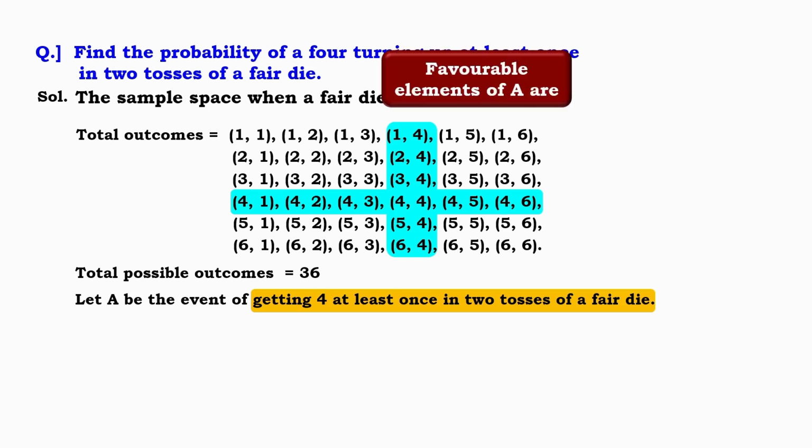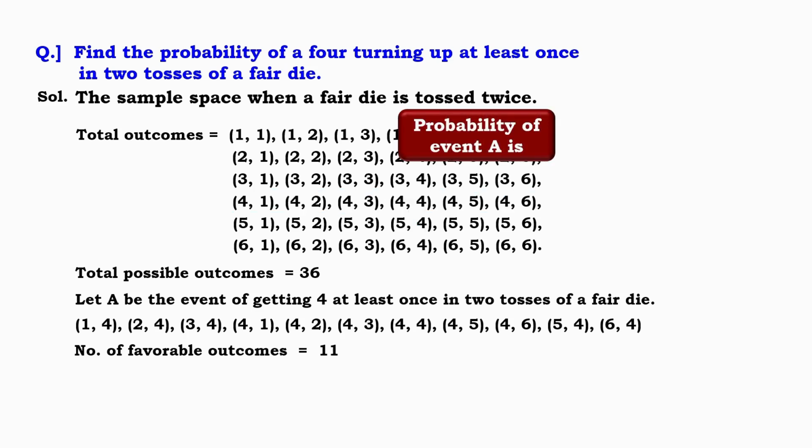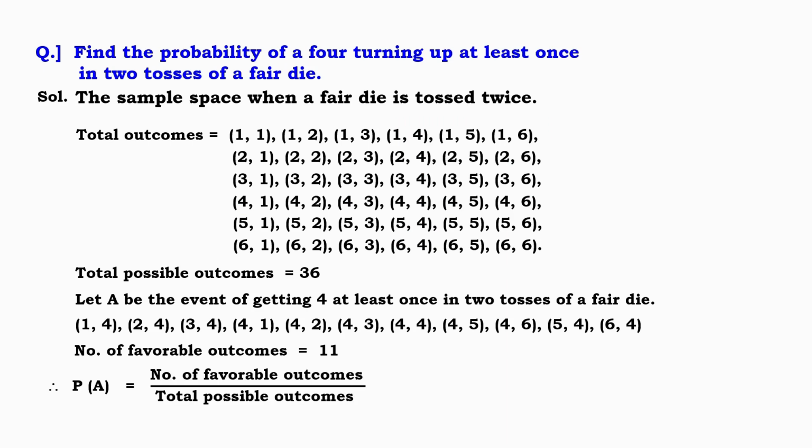So the favorable elements of A are 1 4, 2 4, 3 4, 4 1, 4 2, 4 3, 4 4, 4 5, 4 6, 5 4 and 6 4. So the number of favorable outcomes is equal to 11. So the probability of event A is equal to the total number of favorable outcomes divided by the total possible outcomes, that is equal to 11 by 36.